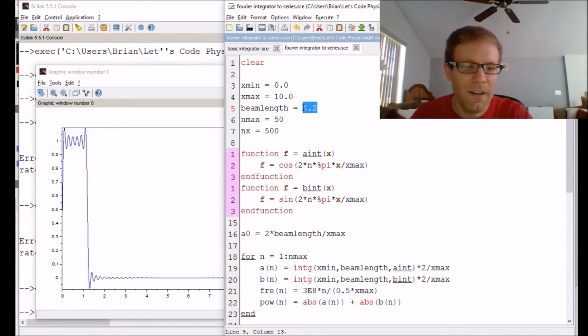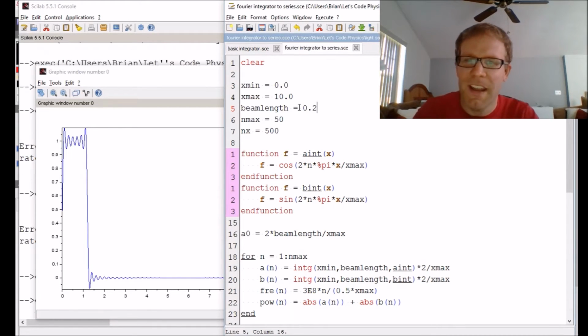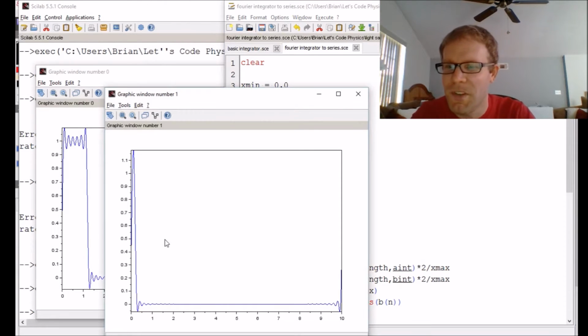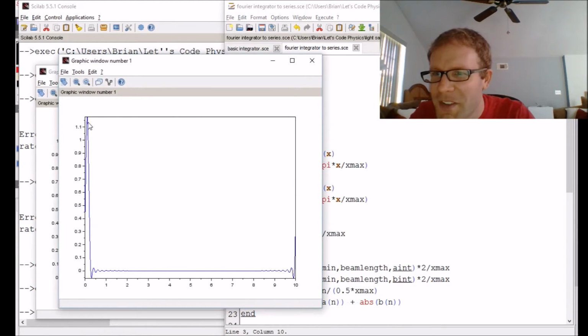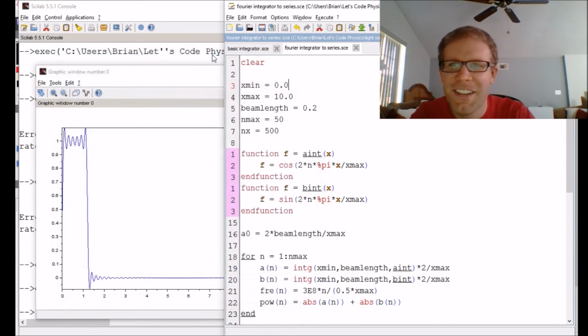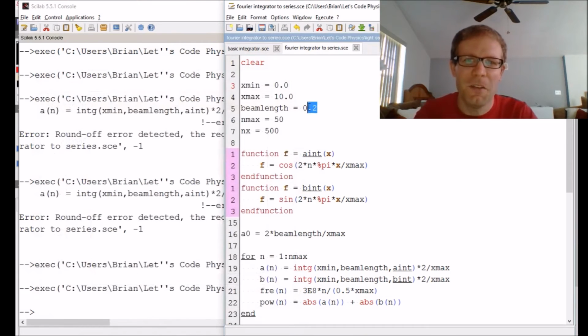So, let's say I wanted a light dagger instead of a lightsaber. Do they have light daggers? It would make sense for them to. Here, you get it out to 0.2. The problem is you're only getting this peak, right? So it's not looking too much like a lightsaber there. So let's stick with a beam length of 1.